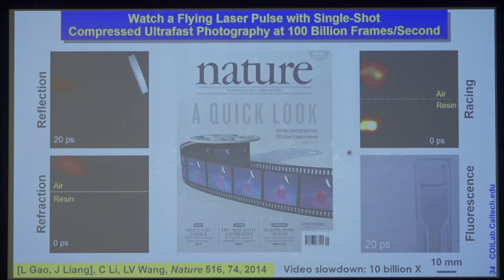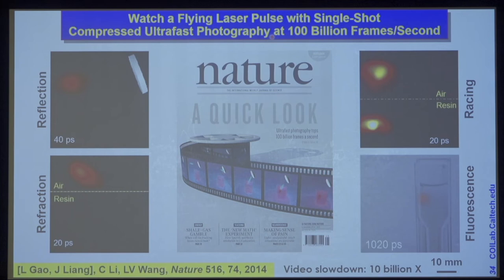Let me use one slide to touch upon another technique we're developing in the lab. We built the fastest camera in the world. I talked about the scattering challenge of optical imaging. Another big challenge is that light travels too fast. As we know, nothing travels faster than light, and so to capture light propagation requires a light speed camera, and there was nothing there.